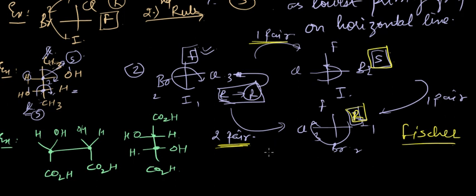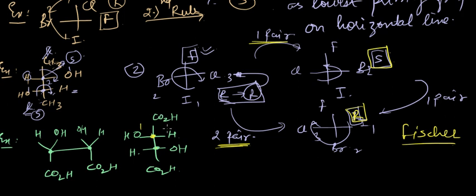Okay, so what would be the configuration for this carbon? The configuration for this carbon would be, the lowest priority group is on this side, the first priority is this, and which would be the second priority? The second priority would be this. Why? Because we have a directly attached oxygen atom over here, and here also we have a directly attached oxygen atom.